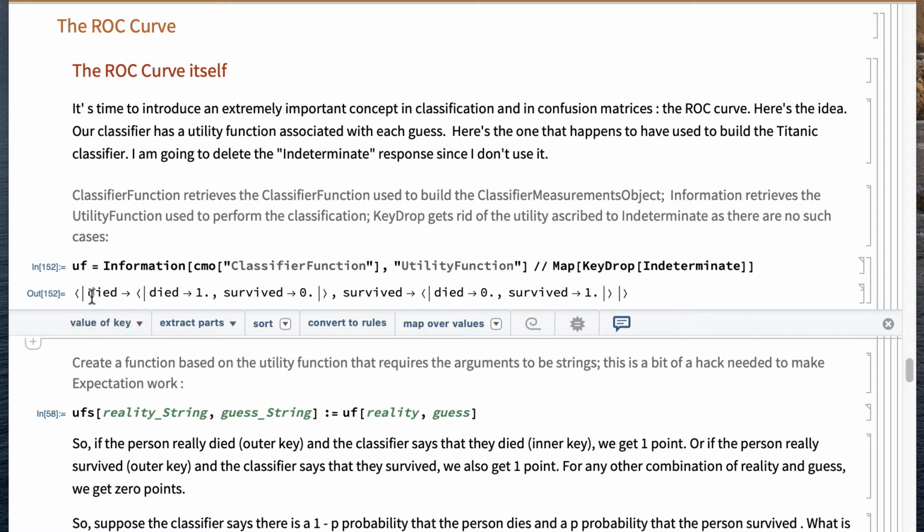So here's what it's telling us. The outer key here is what actually happened, and the inner key is what you guessed. So if what actually happened was the person died, and I correctly guessed that they died, I get a point. If they actually died and I said they survived, I get no points. And if they actually survived and I said they died, I get no points. But if they actually survived and I said that they survived, I get a point. So this may seem very obvious, but we're going to actually change this later on, and you'll see what happens when we change this.